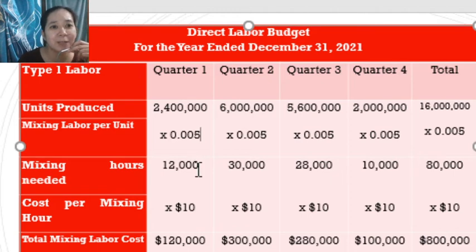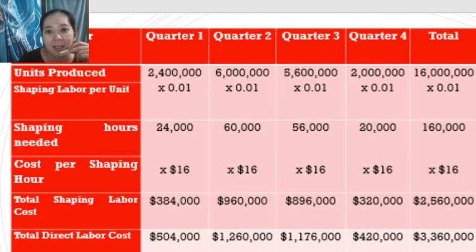So we just follow the same format. Number of units needed to be produced times the number of labor hours needed for 1 unit. So this is our total hours needed times the cost per hour. This is our total mixing labor cost. Next we go to the second type of labor.